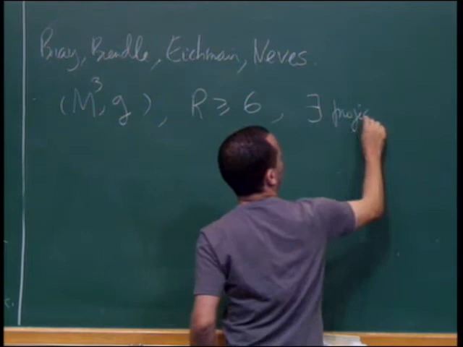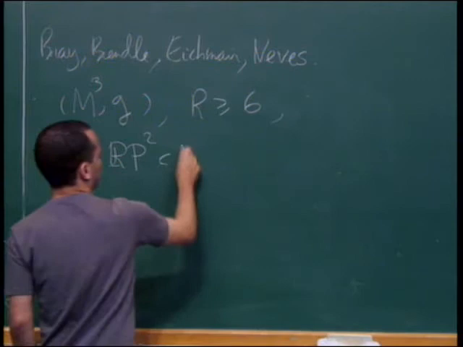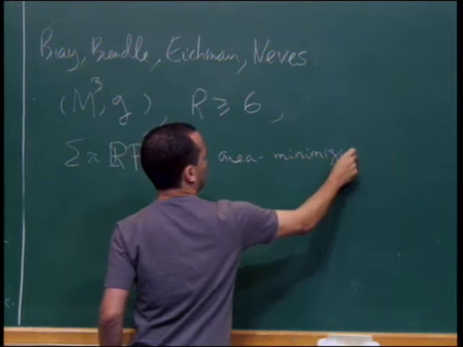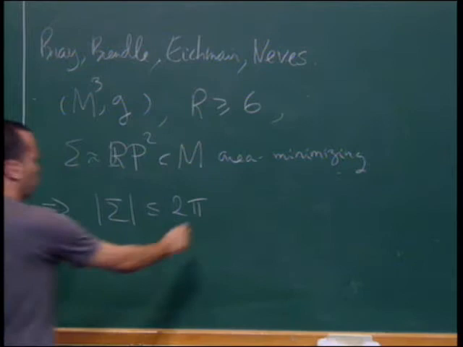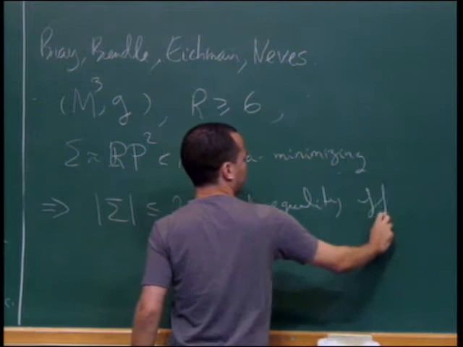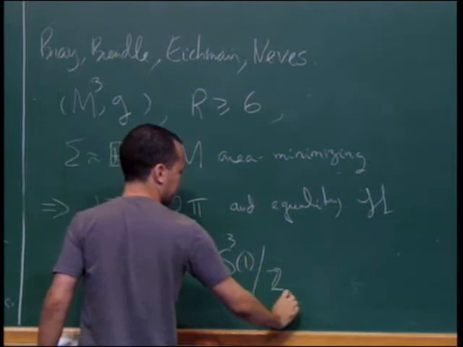Let me state it a little bit differently. Suppose you have a sigma which is an RP2 inside M, and suppose that it's area minimizing. Then they prove that the area of such a projective plane is at most 2 pi. Equality is achieved, again, if and only if g, your manifold, is actually isometric to the standard projective space. So this, again, assumes area minimizing.